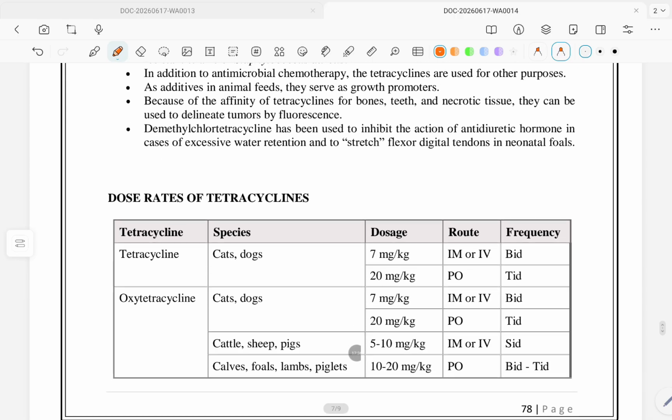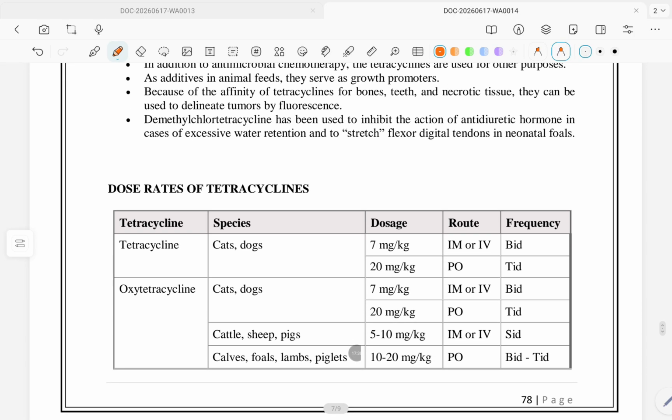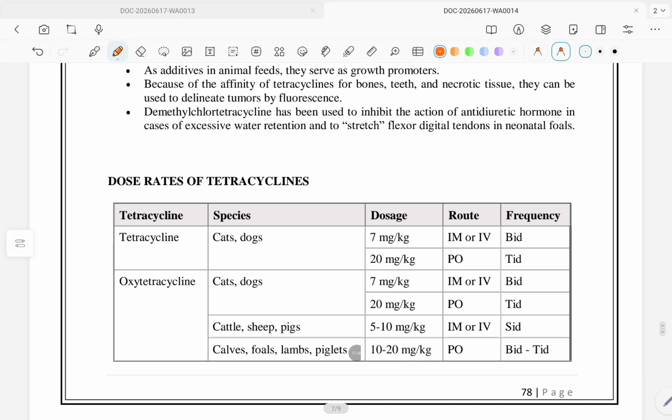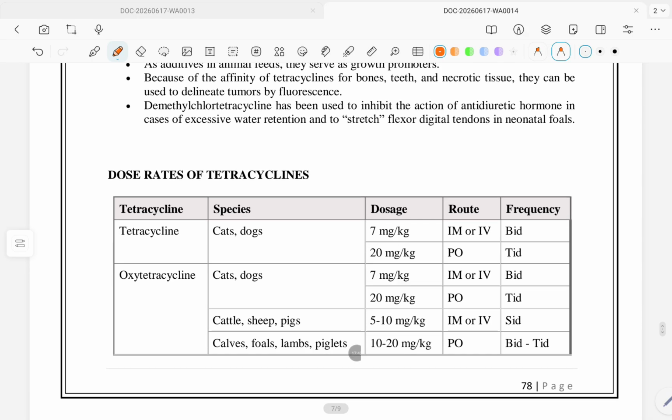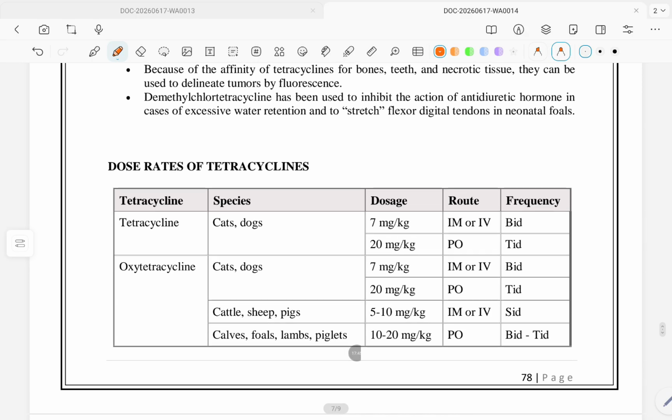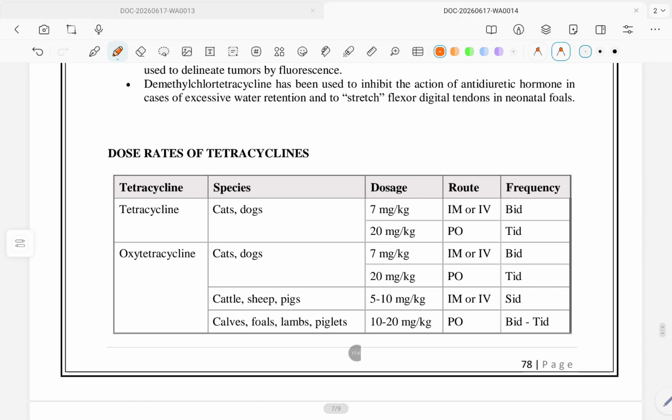Dimethylchlortetracycline has been used to inhibit the action of antidiuretic hormone in cases of excessive water retention, and to stretch the flexor digital tendon in neonatal foals.